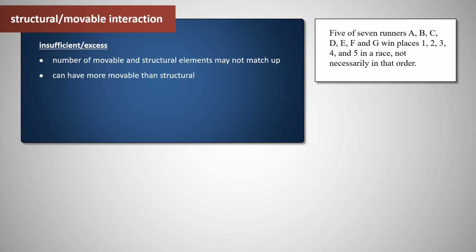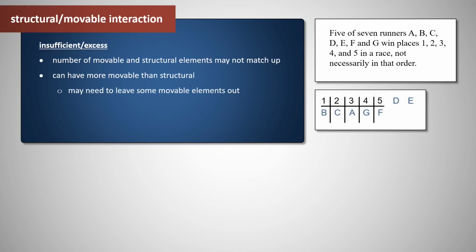So in this case, as is potentially the case here, you can have more movable than structural elements. In that case, you may need to leave some of the movable elements out. So this is what a potential diagram for the game might look like, where you have B, C, A, G, F as the runners in places 1 through 5, and D and E just didn't get through to any of the first five places. So D and E are out of the diagram.